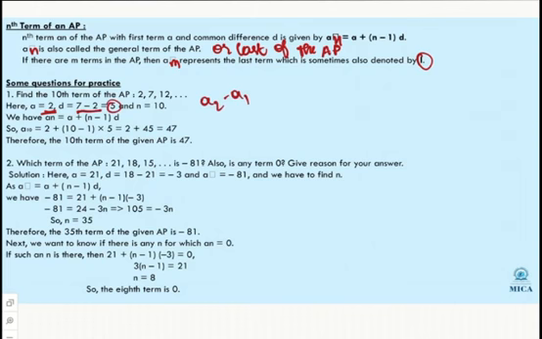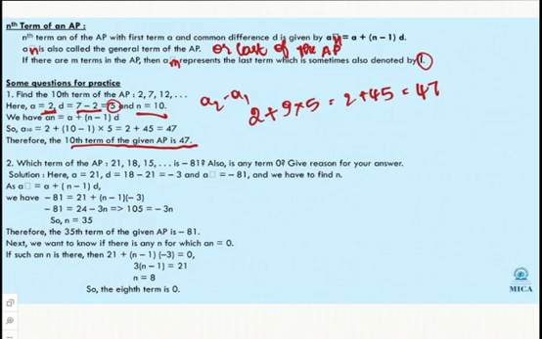So n, the number of terms, is 10. When we put the formula An is equal to A plus n minus 1 into D, we get A10 is equal to 2 plus 10 minus 1 into 5, which is equal to 2 plus 9 into 5, which is equal to 2 plus 45. Hence, the answer that comes is 47. So, the 10th term of the AP is 47.